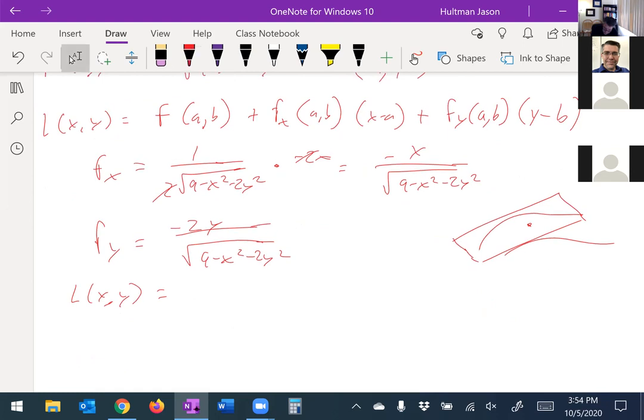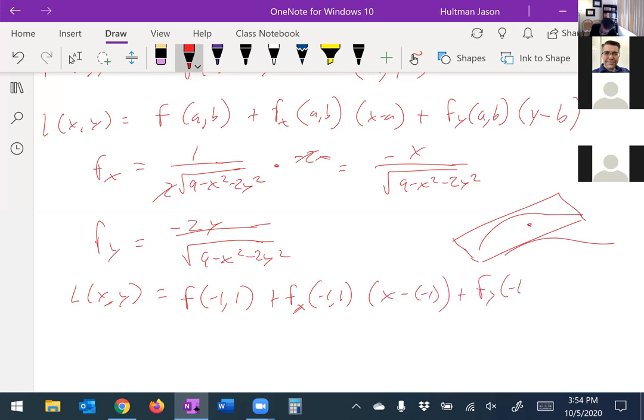Okay, so this says f of ab. Well, what is f of ab? Let's just plug it in. f of -1, 1, right? Plus f sub x of -1, 1 times x minus negative 1 plus f sub y of -1, 1 times y minus 1. So let's find out what's f of -1, 1. Well, what's the original function? The original function was the square root of 9 minus x squared minus 2y squared.